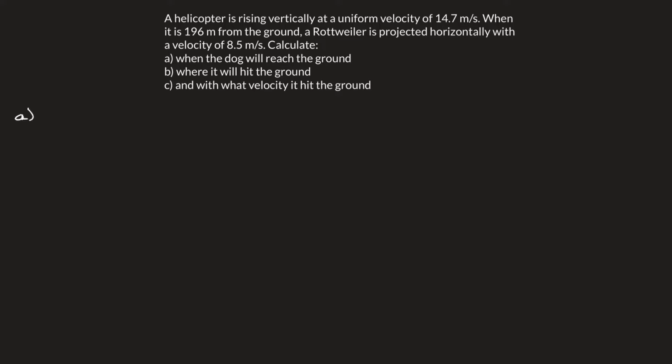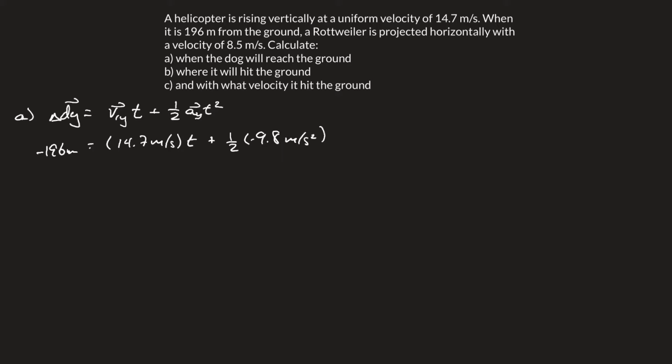So step one is going to be to calculate the amount of time it takes. So we're going to use our equation, the displacement in the y direction is equal to the velocity in the y direction times time, plus 1 over 2 AT squared. So plug in everything we know, negative 196 meters. That's negative because it's going down. Positive 14.7 meters per second times time, plus a half of negative 9.8 meters per second squared times t squared.